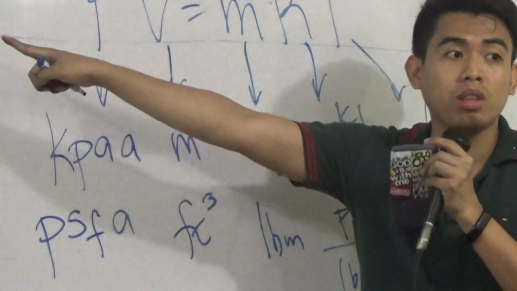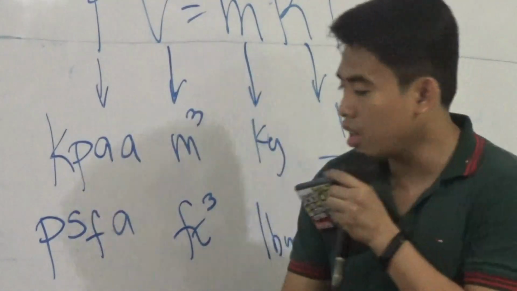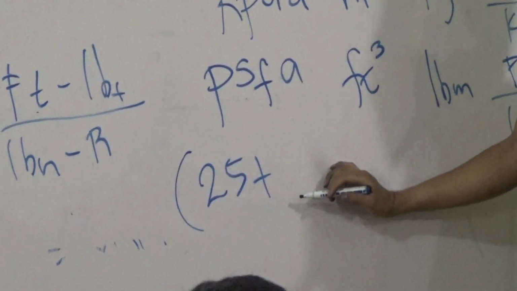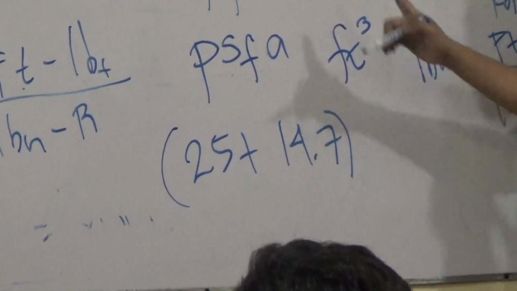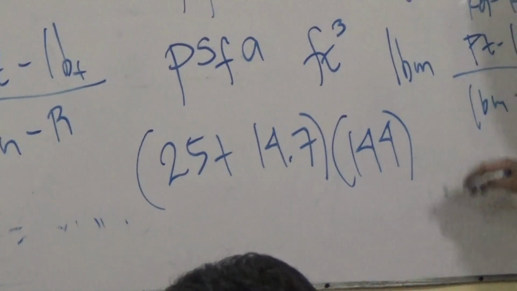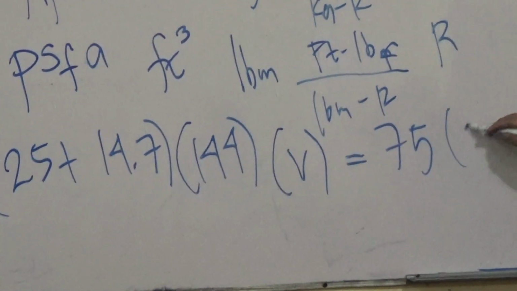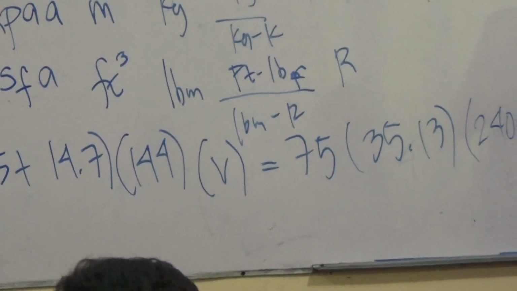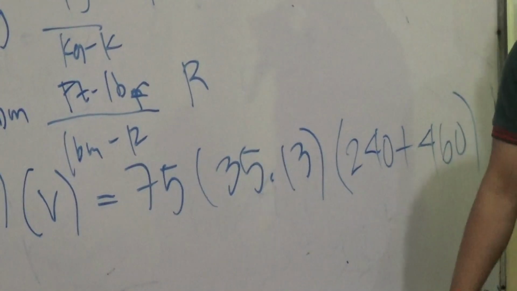So, convert natin yung 25. Kasi ang challenge lang dito, itong 25, kasi naka-inch yan. So, paano magiging absolute? 25 plus 14.7. Paano magiging PSF? Pag PSI, naglalagay tayo ng 144. Conversion lang to para maging PSF. And then, volume na nawawala, mass 75, R given 35.13, temperature, convert, 240 plus 460. Madali lang yung item. Basta marunong sa units, madali lang siya.